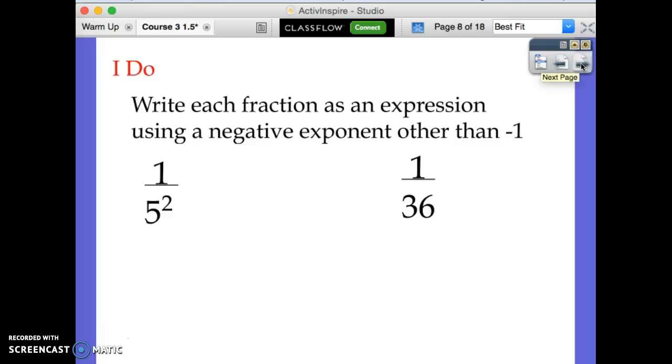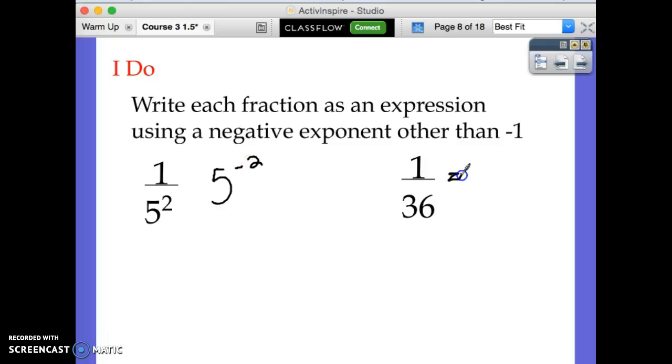Continuing on, now we're working backwards. So now we have to write each fraction as an expression with a negative exponent. Our exponent cannot be negative 1. So looking at this, I have 5 to the negative 2. I did the reciprocal with a negative exponent. So when we flip it, when we make a reciprocal, the sign of our exponent changes. That's going to come into play huge in a little bit.